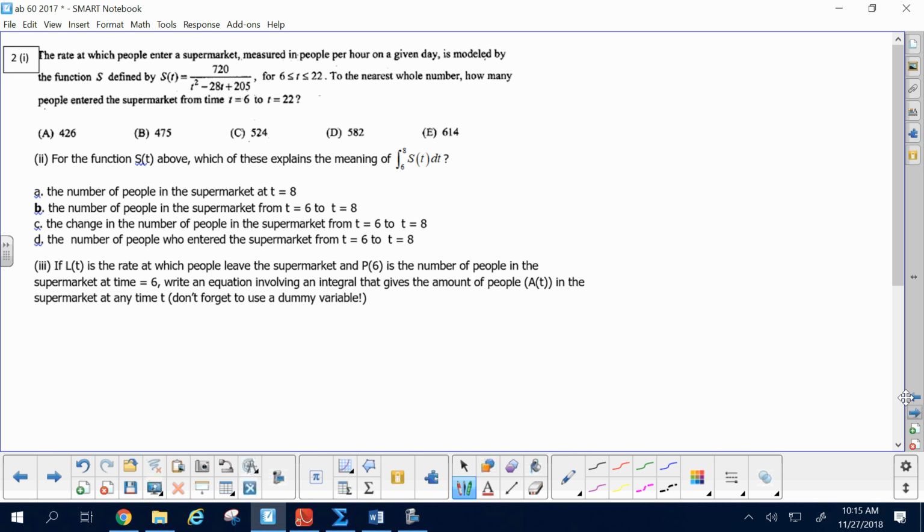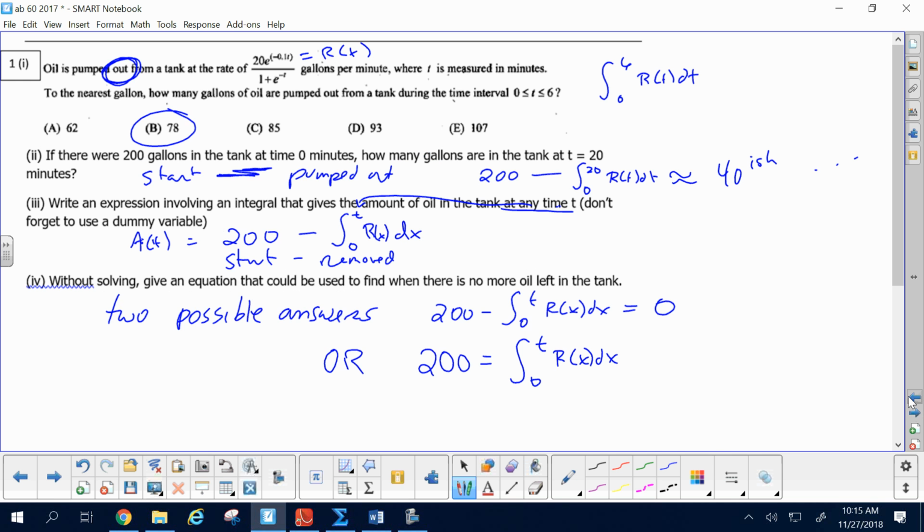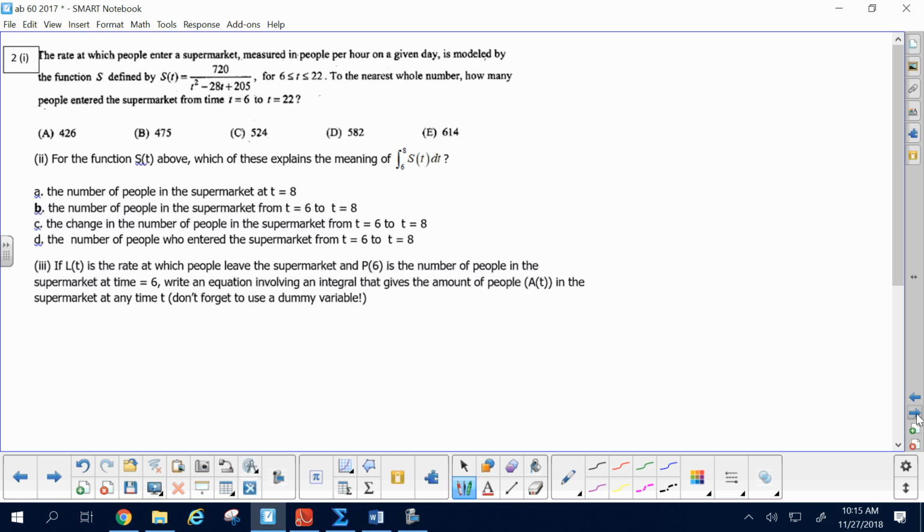All right, by the way, this is a warning to you, especially on tests. It doesn't say to solve it. It doesn't say to find the time. It just says, write an equation with an integral. Done. We're done. Don't try and find t. It's not happening. Okay? Good work, Jaguars. Please try it.